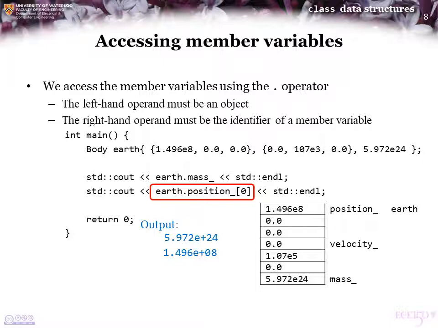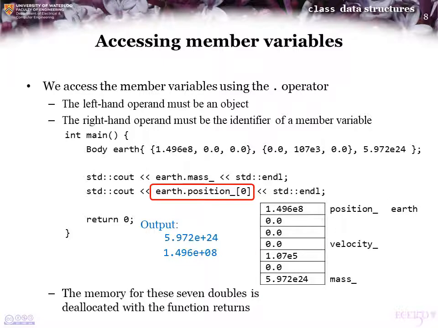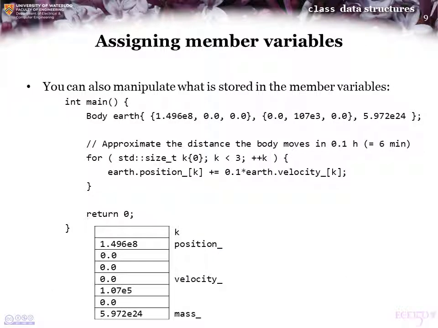Okay, now once the function exits, all this memory that was allocated for this local variable Earth would be deallocated, and that memory would be made available again for other local variables or other required memory. Now, it is also possible to manipulate the values that are stored in the member variables of an instance of the class. So here we see Earth being declared and initialized.